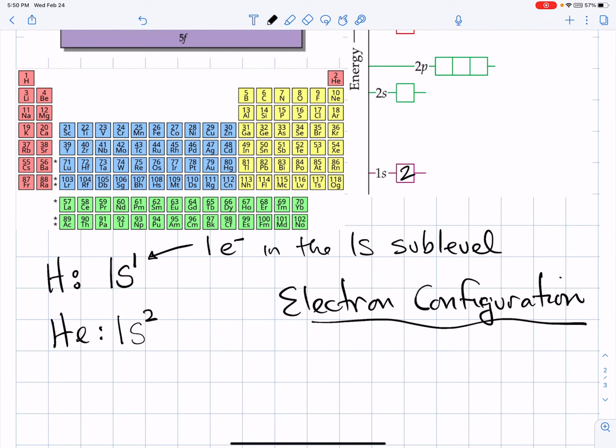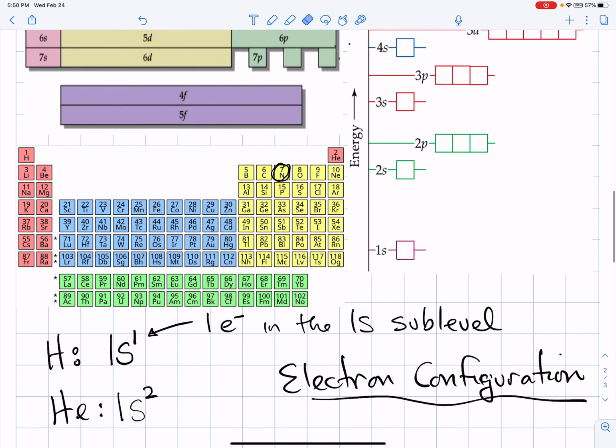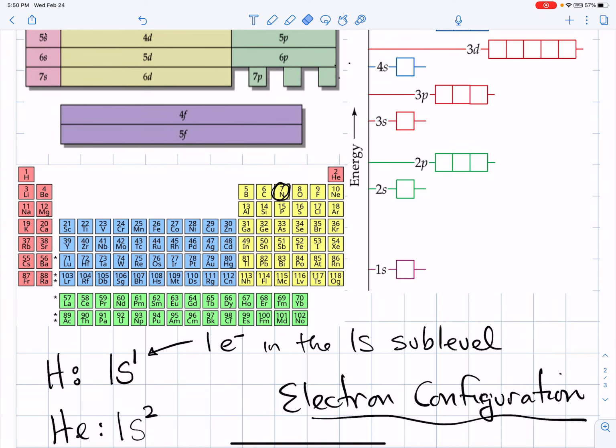Let's go to nitrogen over here. Nitrogen on my periodic table is element number 7. So this is going to be the last time I'm going to use this energy level diagram. Nitrogen has 7 electrons. Where can they go? So look on the right-hand side of the screen at our energy level diagram. We're going to put 7 electrons in there. We can put 2 of them in the 1s sublevel, and it's now full. It only holds 2 electrons because there's only 1 orbital.